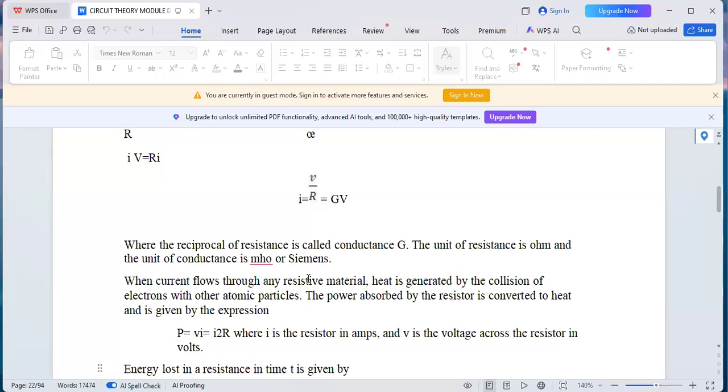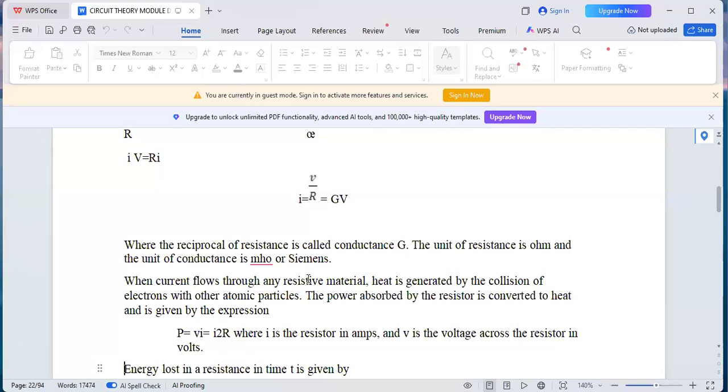That is why we have I equal to GV, right? And then I will be equal to V over R, because current is inversely proportional to resistance. The unit of resistance is ohm, and the unit of conductance is mho, which is Siemens.